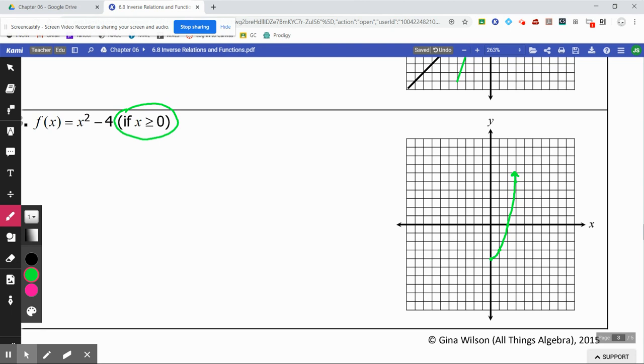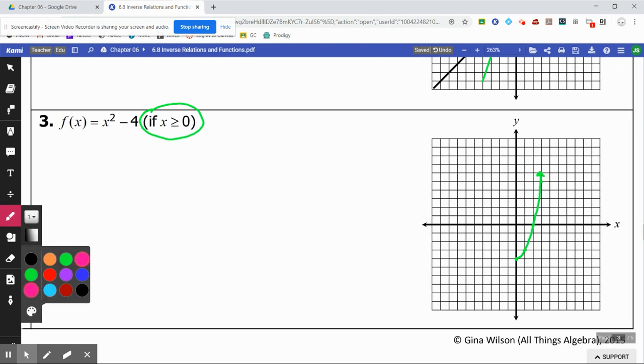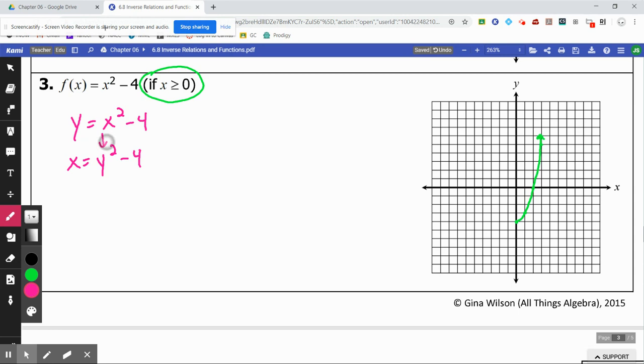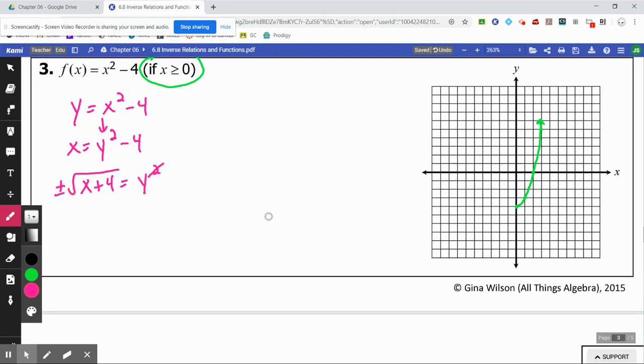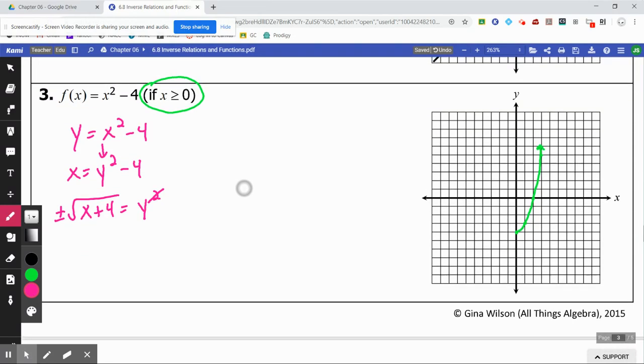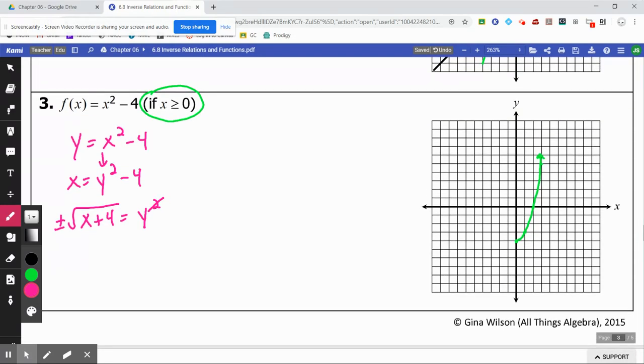Now let's go ahead and find the inverse of that and see if we can graph it as well. So we have y equals x squared minus 4 is the original, so x equals y squared minus 4 is going to be the inverse. Let's get y by itself, move the 4 over, x plus 4 is equal to y squared. So to get rid of the squared, we're going to do plus and minus the square root. However, if you go back to the original, this is very important. The domain is x is greater than or equal to 0. If you plug that in, the range would be values greater than or equal to -4.